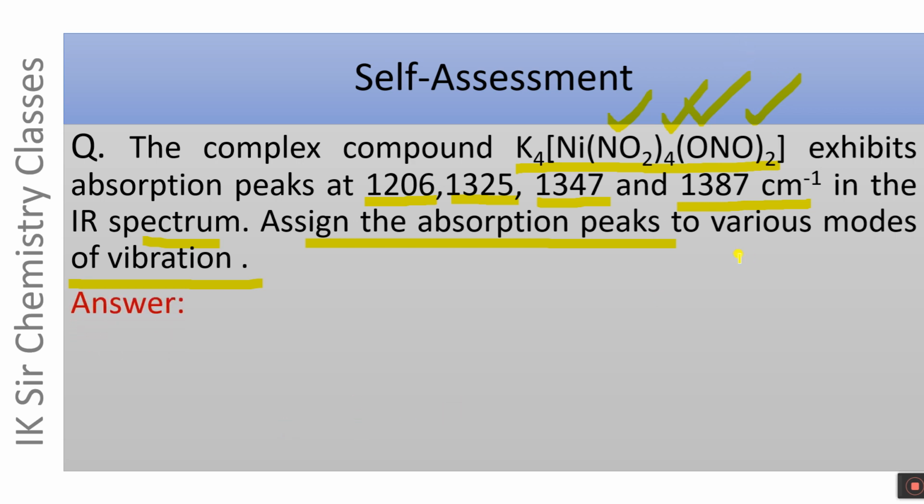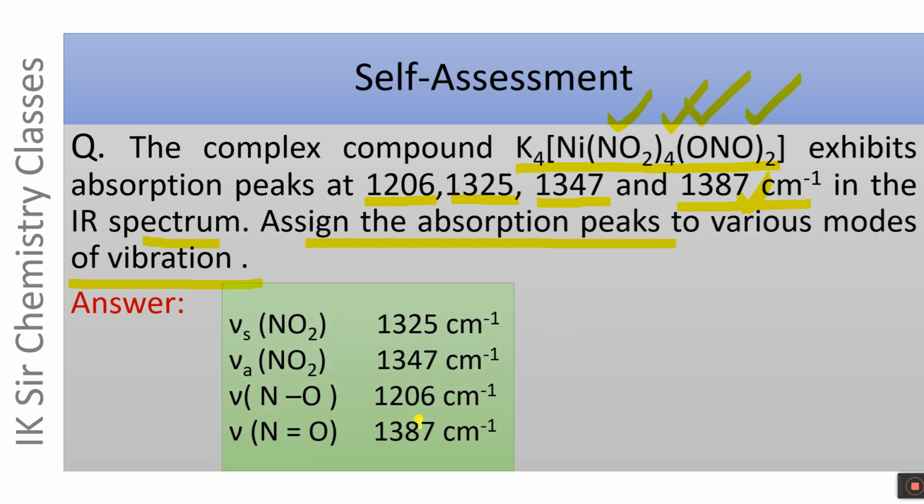Here is the answer. The absorption band at the highest wave number, 1387 centimeter inverse, may be assigned to stretching of N double bond O, while the absorption band at the lowest wave number, 1206 centimeter inverse, may be assigned to stretching of N single bond O, while two remaining absorption bands, 1325 centimeter inverse and 1347 centimeter inverse, can be assigned to symmetric stretching and asymmetric stretching respectively.